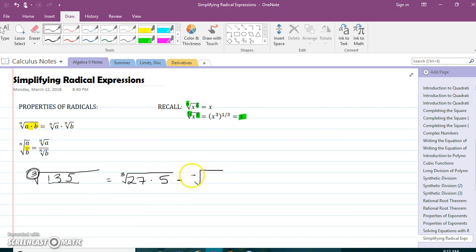What we're really doing is we're giving each of these their own radical. And this is what we'll eventually be doing with all variables. The cube root of 27 is 3, and I'm left with 3 times the cube root of 5.